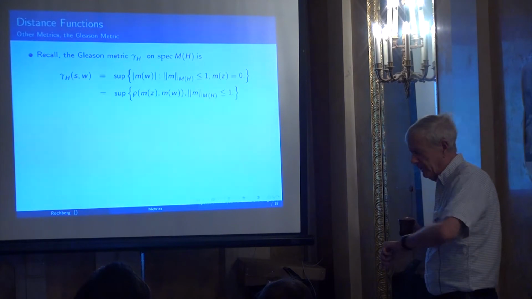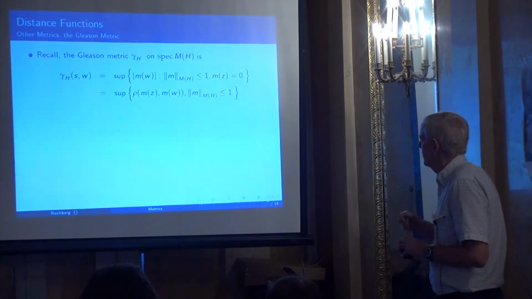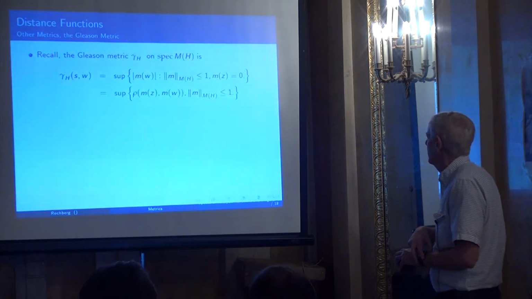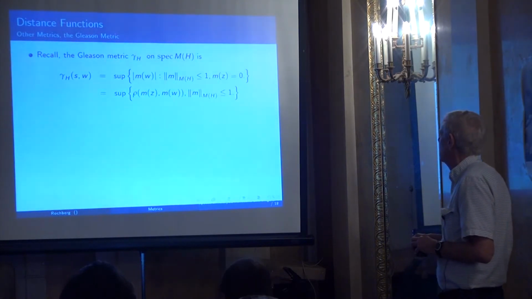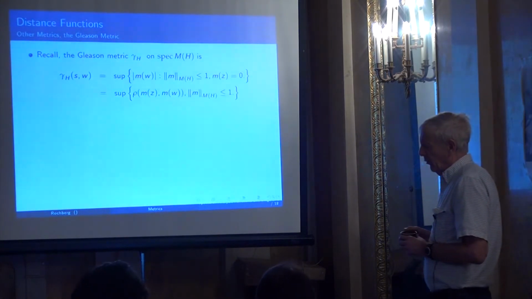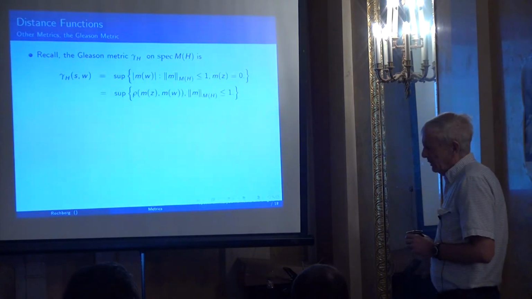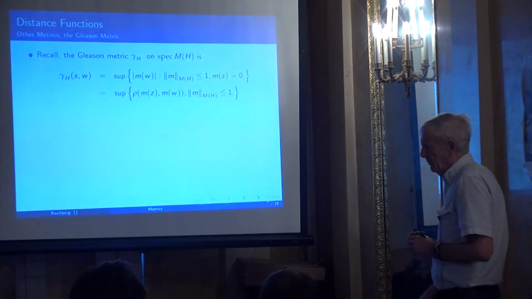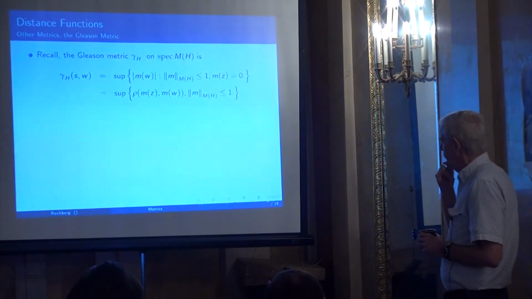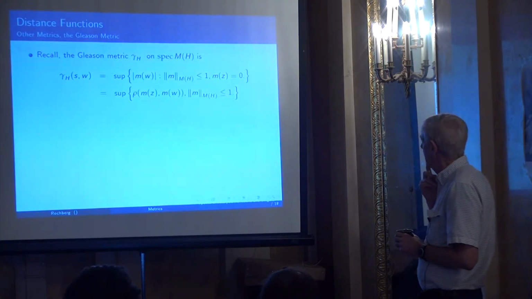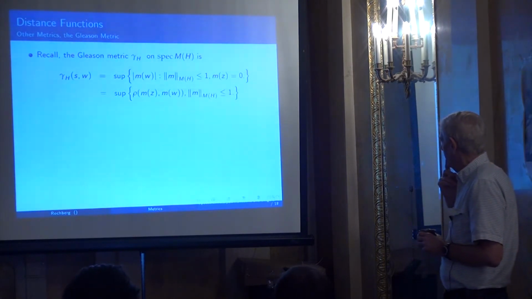In the last couple of minutes, I just wanted to make some remarks about some other metrics that show up when studying these things that are related. One metric I wanted to mention is the Gleason metric. The point I wanted to make now is the Gleason metric is defined on the spectrum of the multiplier algebra. But there's a natural inclusion of the disk or of the space X on which the Hilbert space is defined into the spectrum of the multiplier algebra.